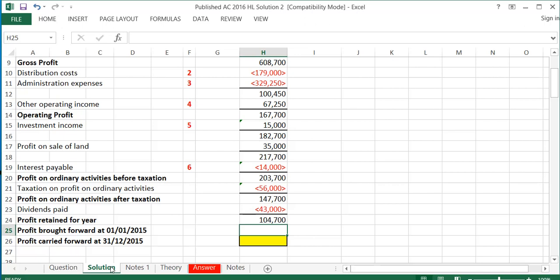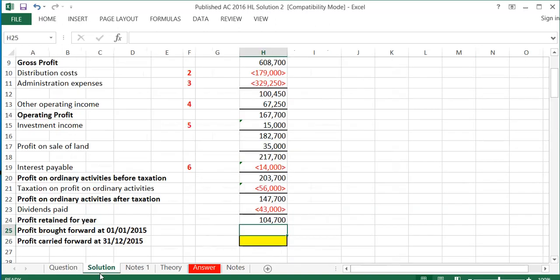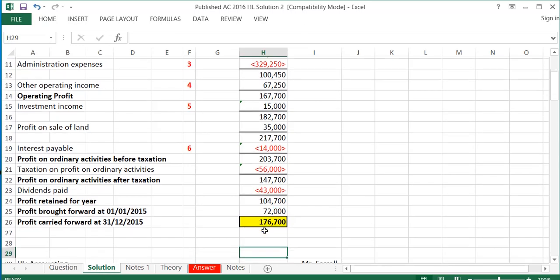My profit and loss balance coming forward, I will get from my trial balance. Usually it's a credit, which would be profit coming forward, but sometimes it may be a debit balance, which would be a loss coming forward. But in this question, it's a profit coming forward of 72,000, which leaves me with profit carried forward at the end of the year of 176,700. So that is the profit and loss account done.